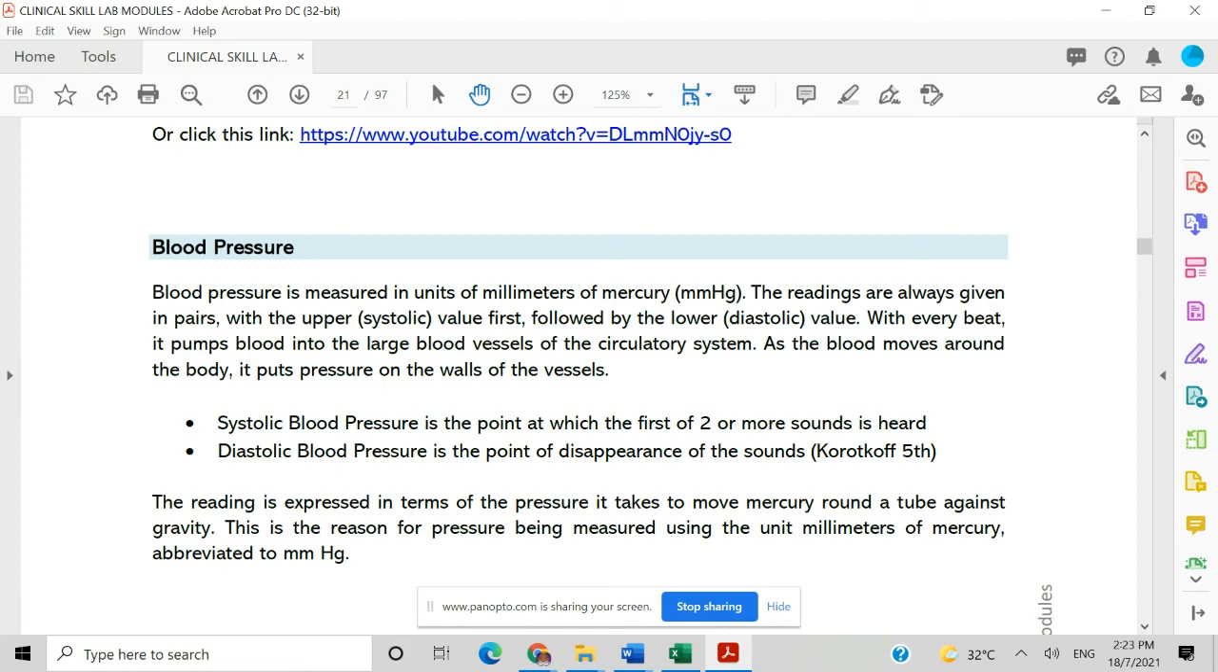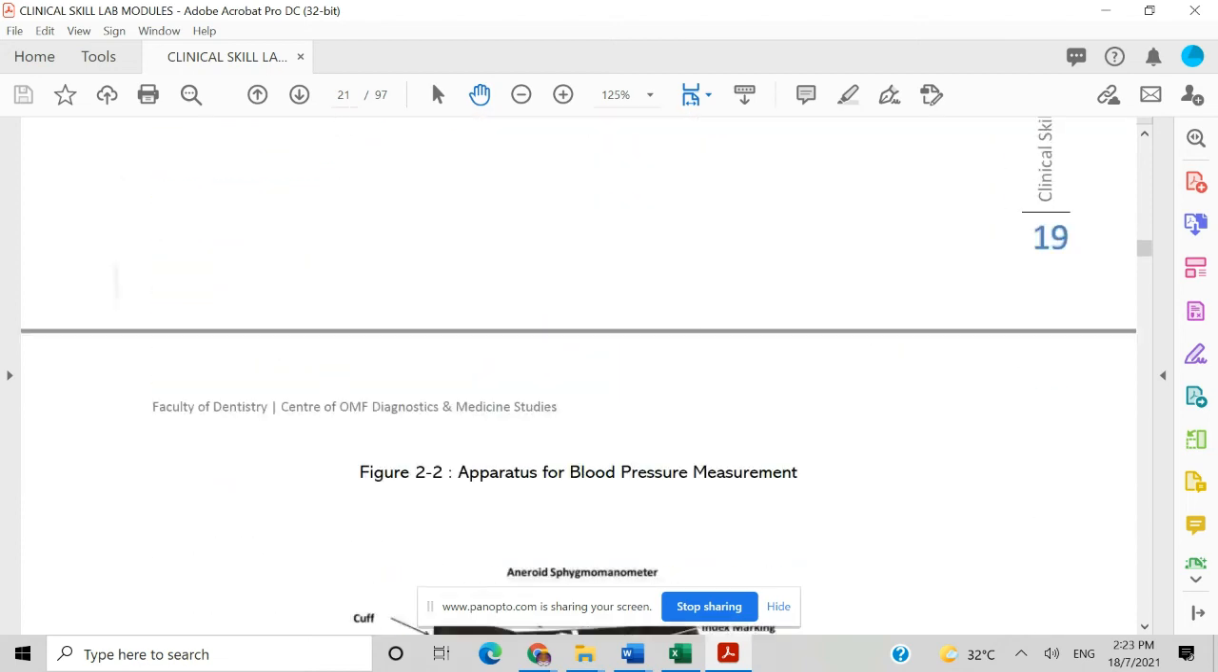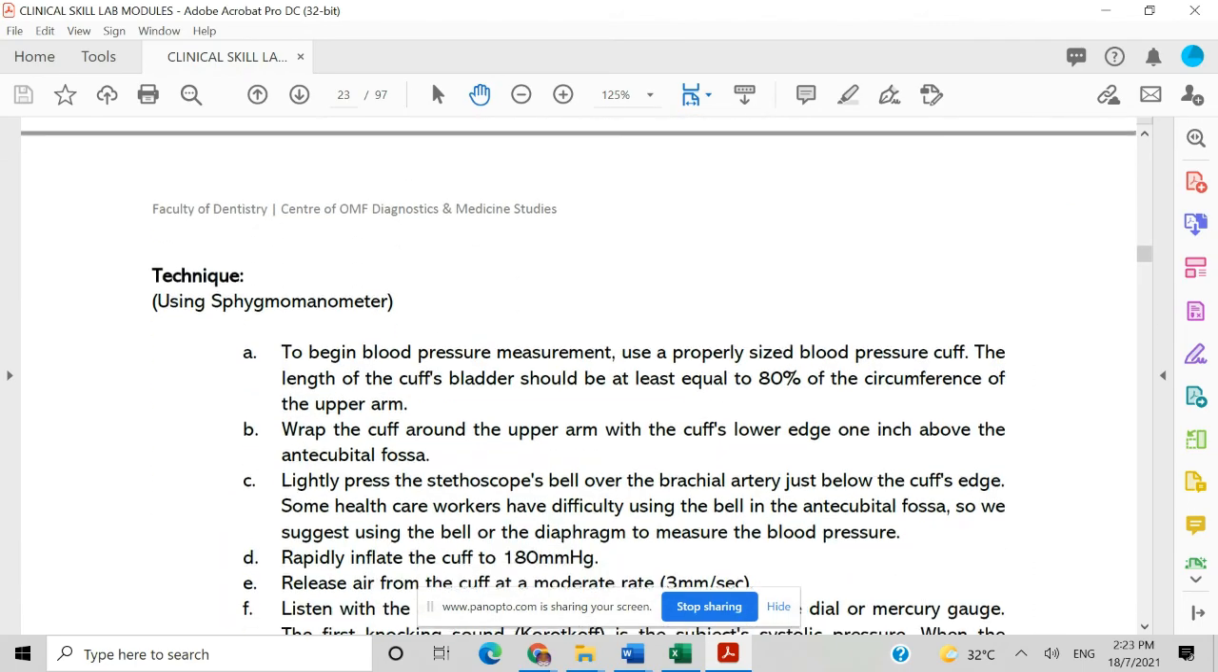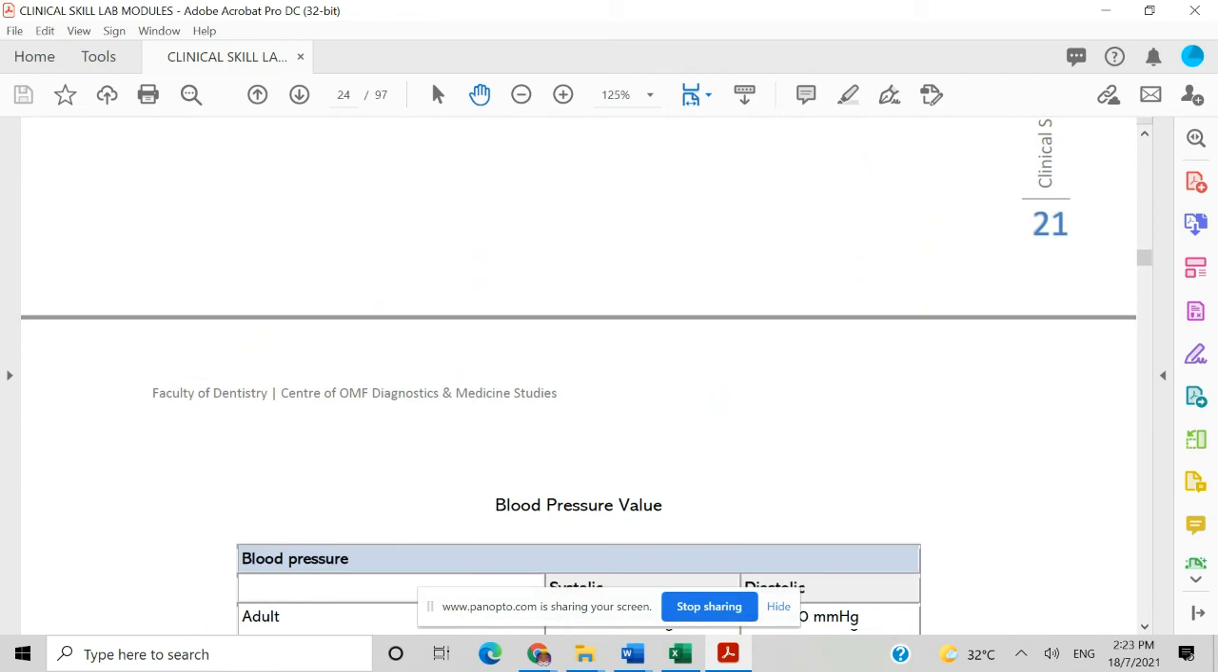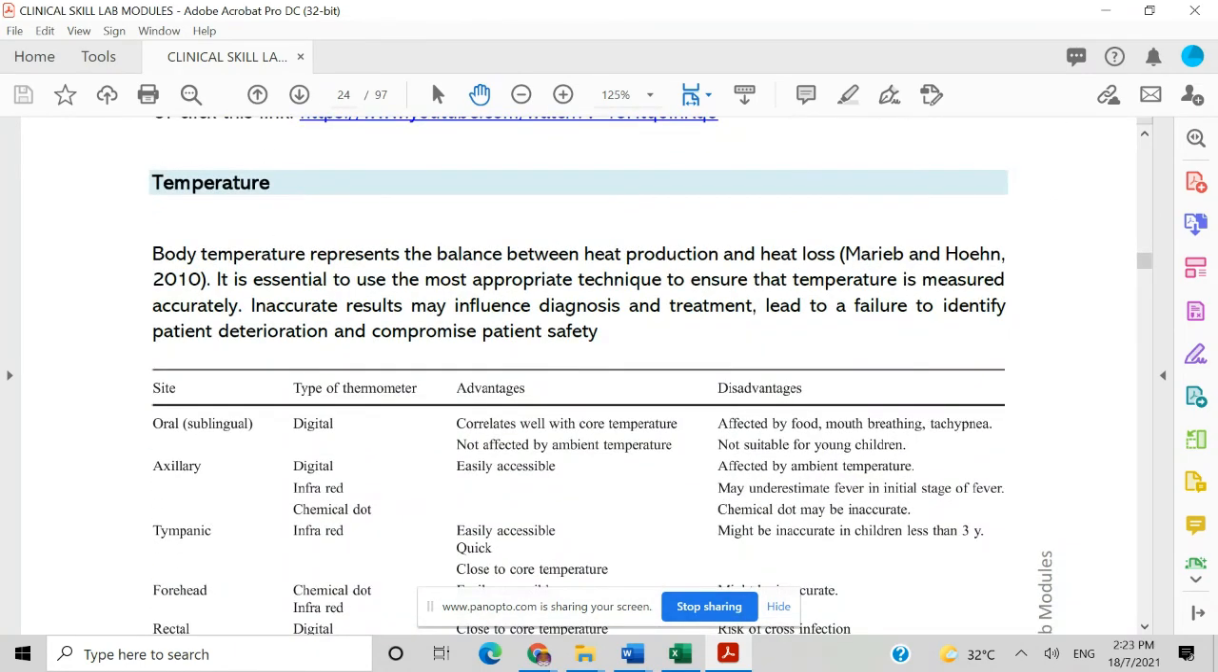So when are you going to take temperature? Temperature normally you will take if you suspect the patient has an infection. If the patient comes to your dental clinic complaining of a dental abscess or anything related to infection, perhaps you can take the temperature. If you can detect a raised temperature, it means that the abscess or the infection intraorally has involved the body systemically.